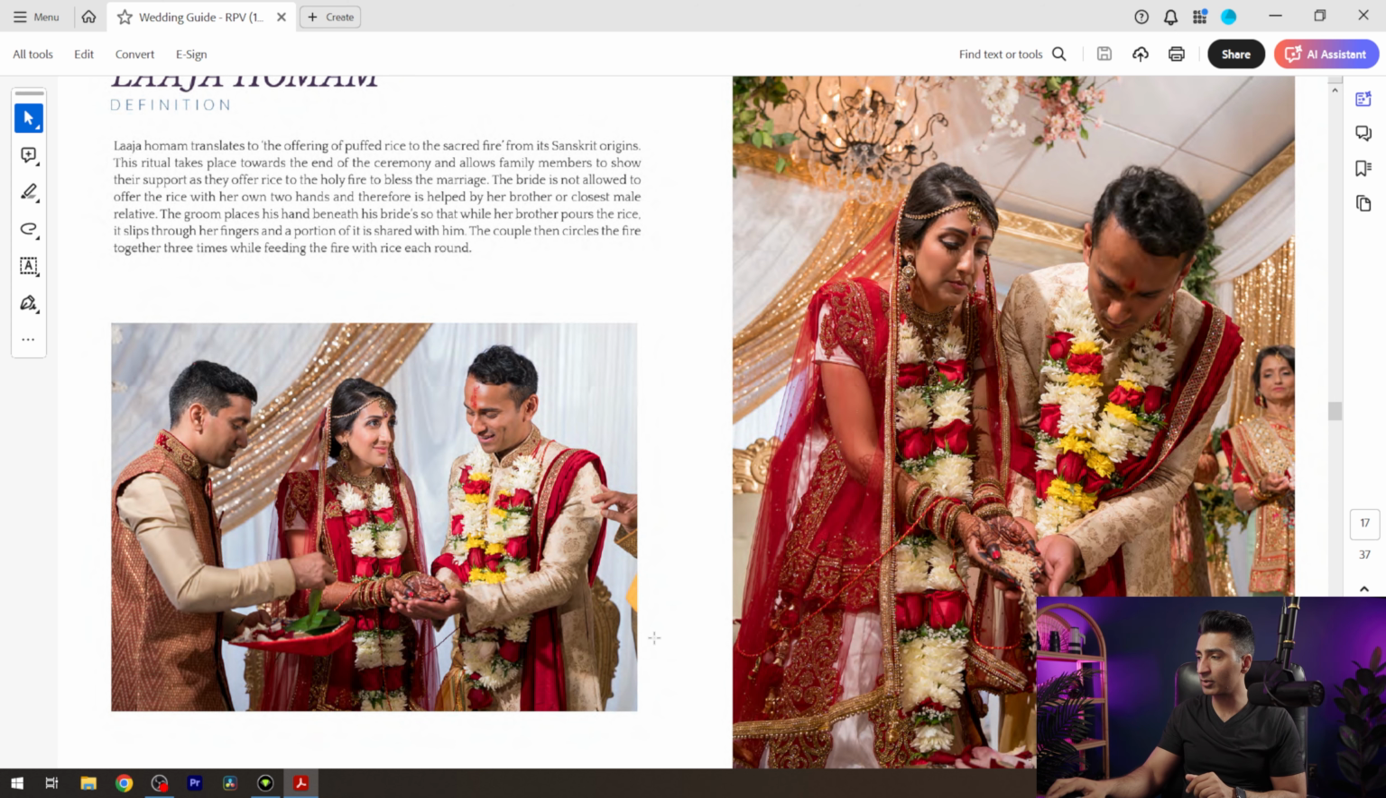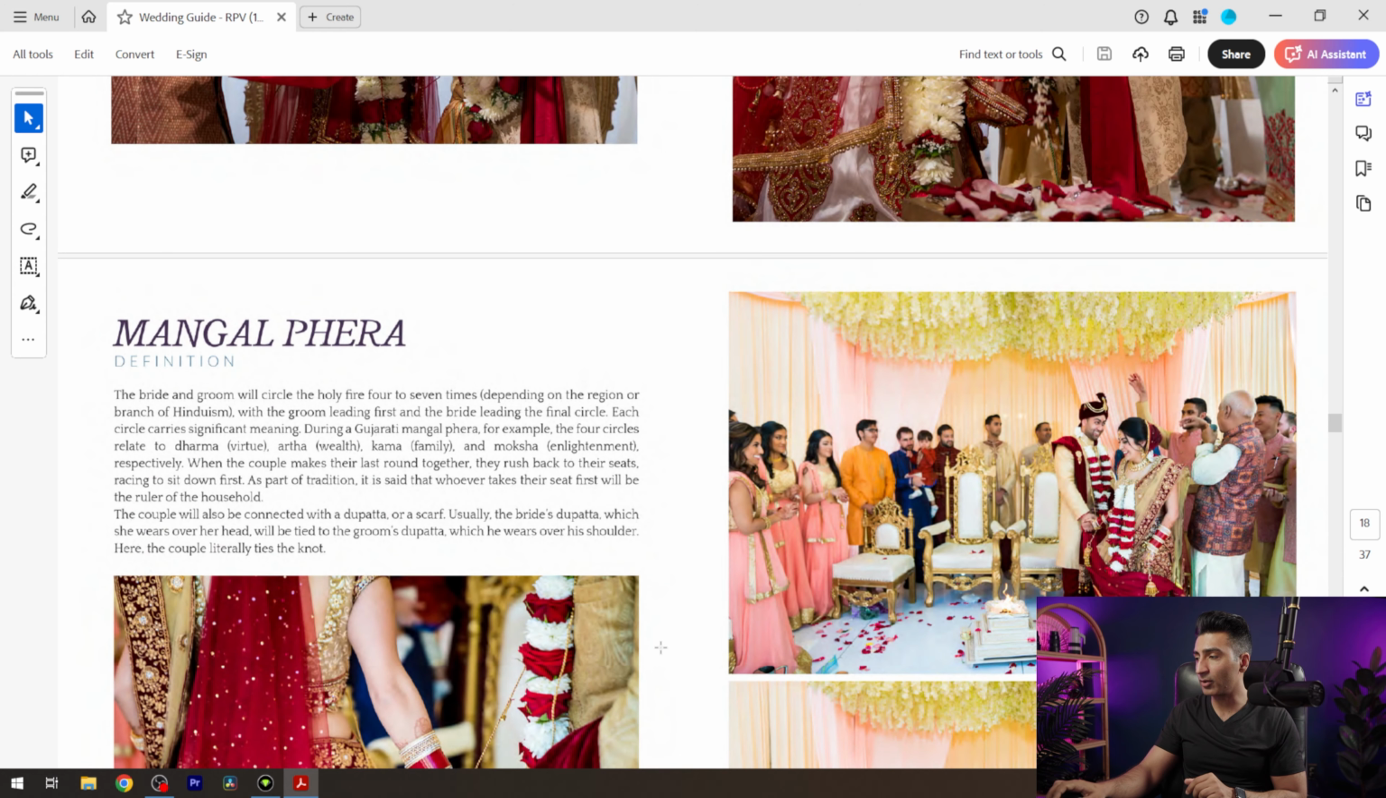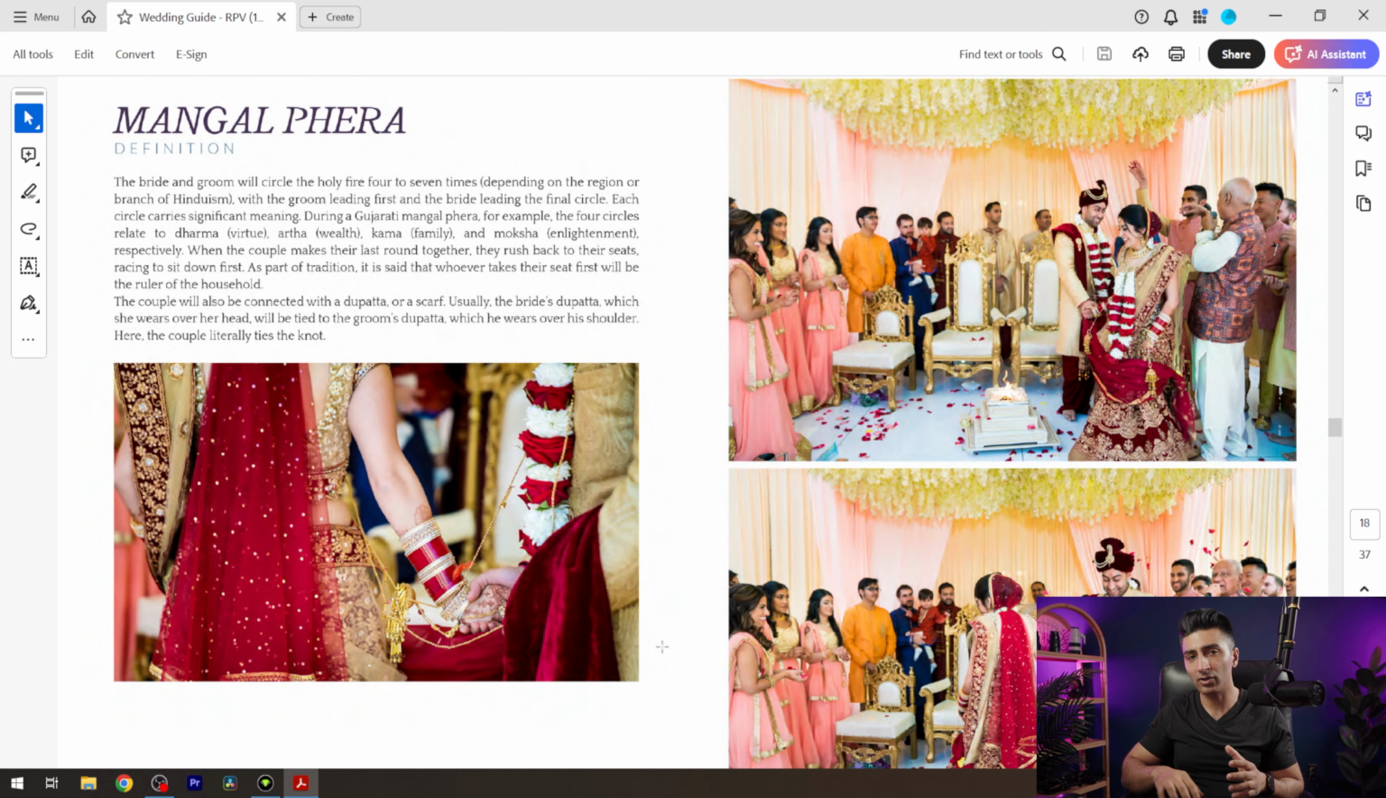After the Laja Homam concludes, you'll notice that there's a Mangalphera ceremony. Mangalphera is really where the bride and groom will circle the fire. And depending on the priest, it may be 4 times, maybe 7 times. Each of them is going to have a significant meaning, and the priest will then provide you that meaning. From here is where you'll notice that typically the groom will lead first, followed by the bride.